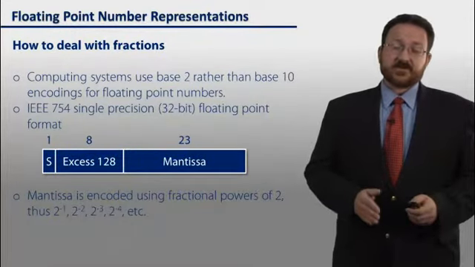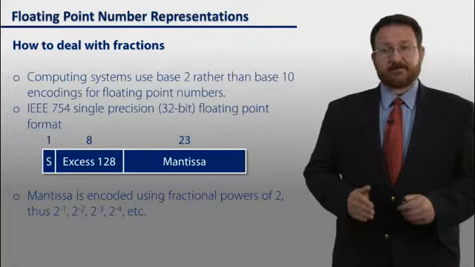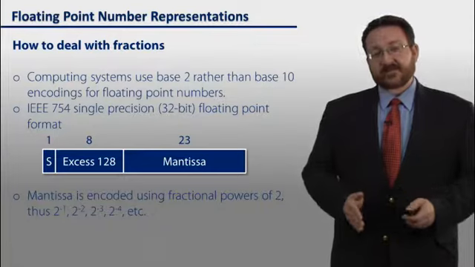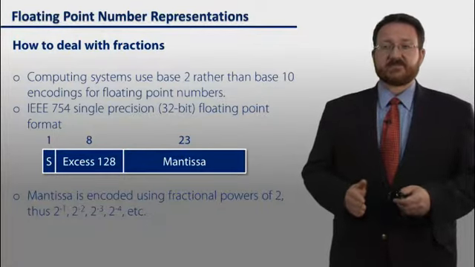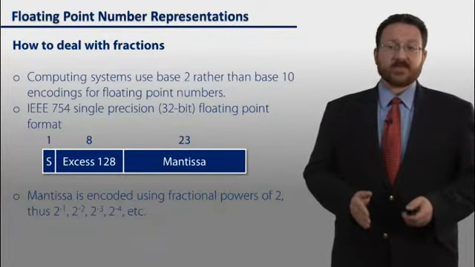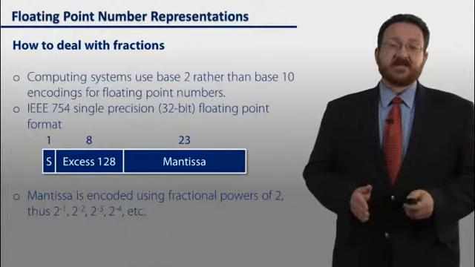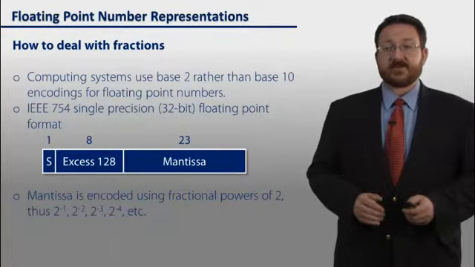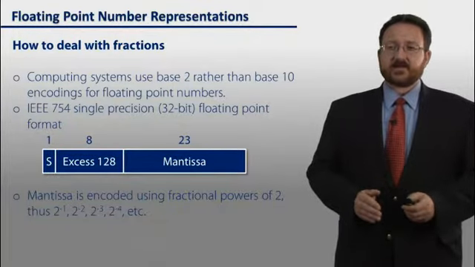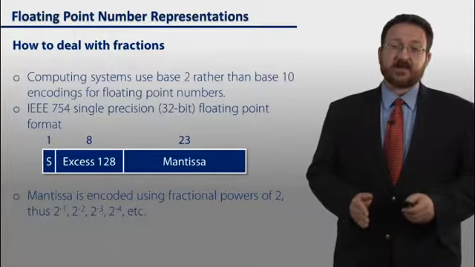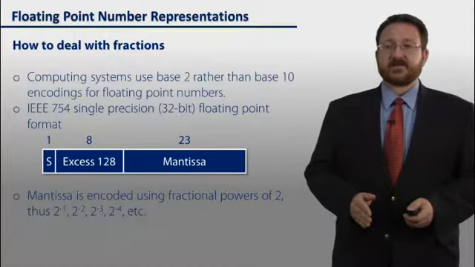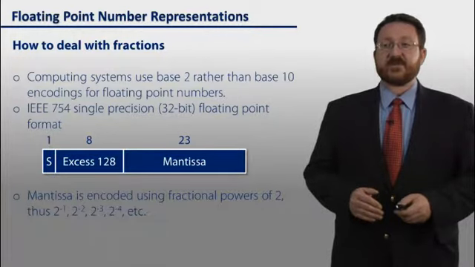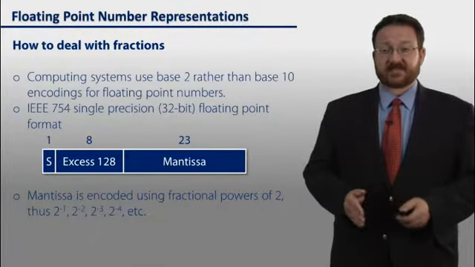Now, numbers in computing systems are base 2 numbers, not base 10 numbers. And so the IEEE has come up with a standard for representing single precision floating point numbers. It consists of 1 sign bit, 8 excess 128 exponent bits, and 23 mantissa bits. And it's important to understand that the mantissa is not encoded as an integer. The mantissa is encoded as a fraction. So these are not positive powers of 2, but negative powers of 2. So they include a half, a quarter, an eighth, a 16th, and so on.